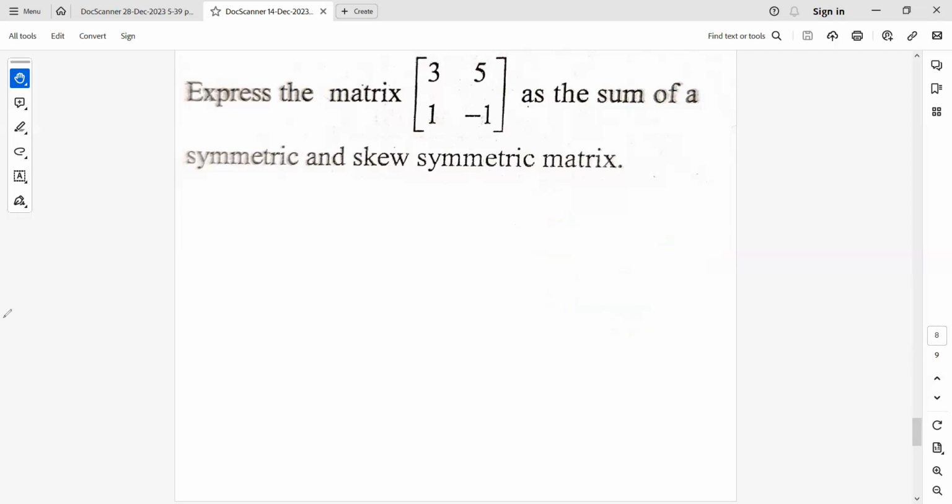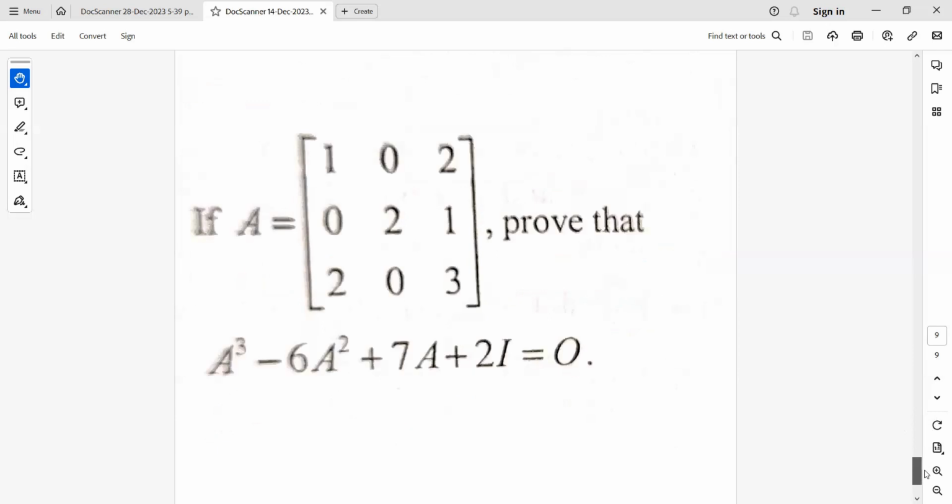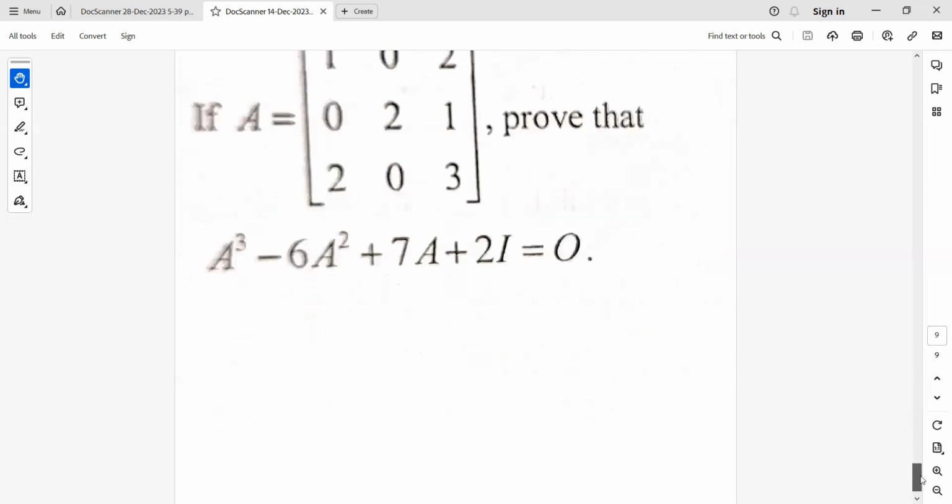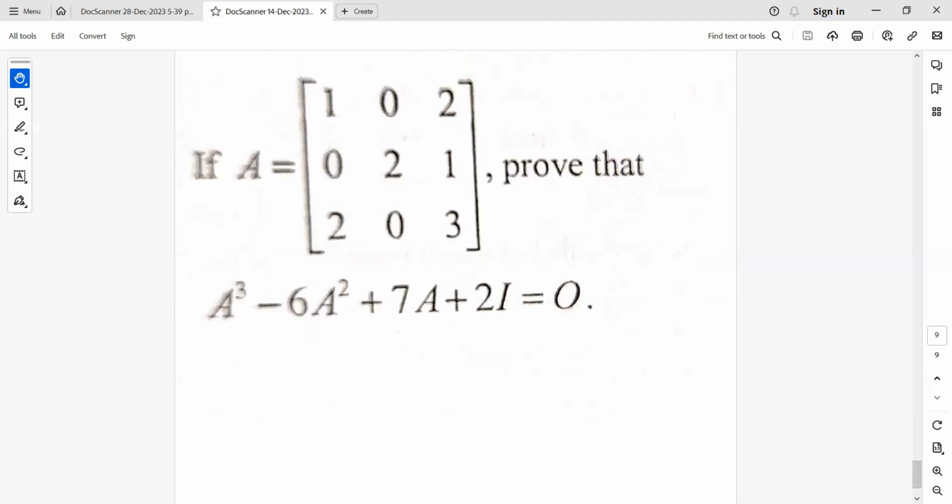So the last question from the matrices part is a little bit lengthy, and the chances are they ask it for 5 marks. Here the question is, if A is equal to [1, 0, 2; 0, 2, 1; 2, 0, 3], prove that A cube minus 6A square plus 7A plus 2I is equal to 0.